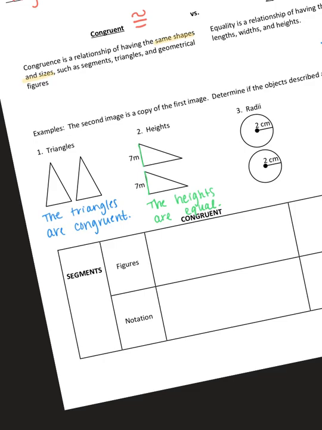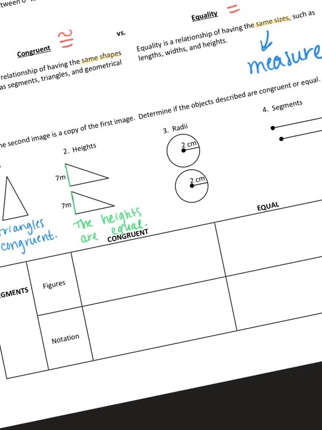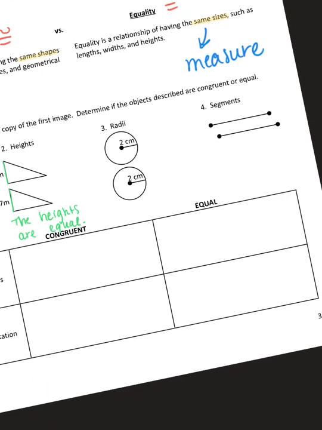Okay. In number 3, we're looking at these 2 circles. And in these 2 circles, we have a measurement. It tells us to look at the radii, and we have a measurement of 2 centimeters for each radii. So these radii have measures that are the same. That would be equality. So the radii, which is plural for radius, by the way, are equal.